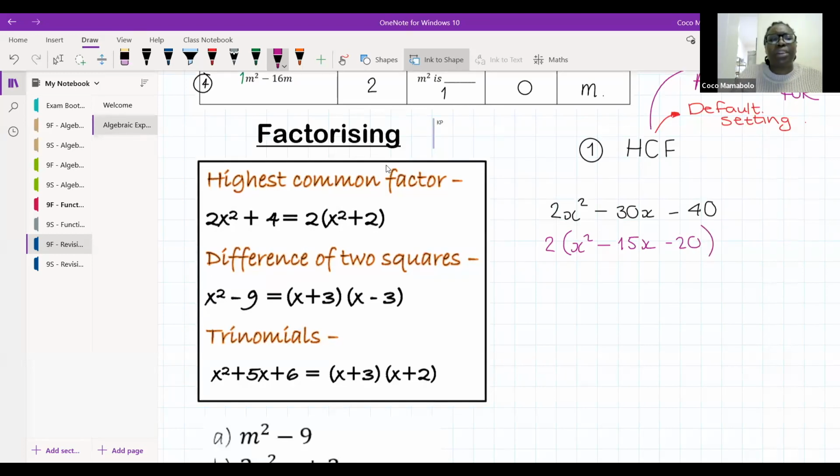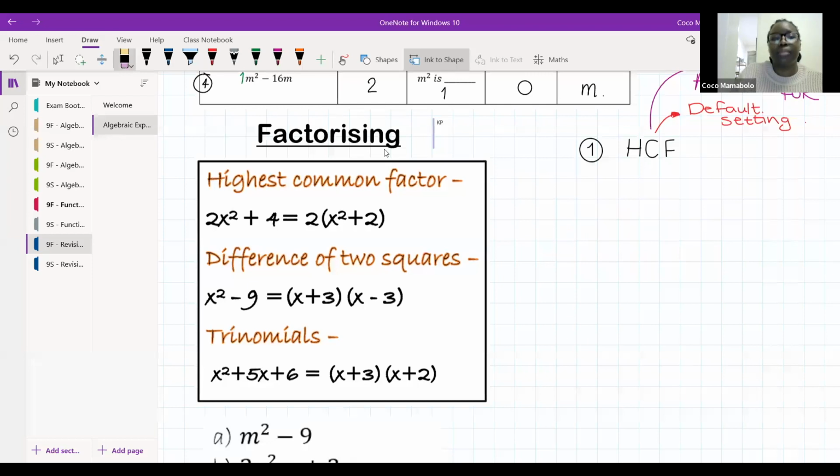And then everybody was like, oh, ma'am, you think you're clever. Yes, because our default setting is always to take out a highest common factor. Otherwise, they never would have seen that it was a trinomial. So we must always look for a highest common factor first. Yes, Novuyo?